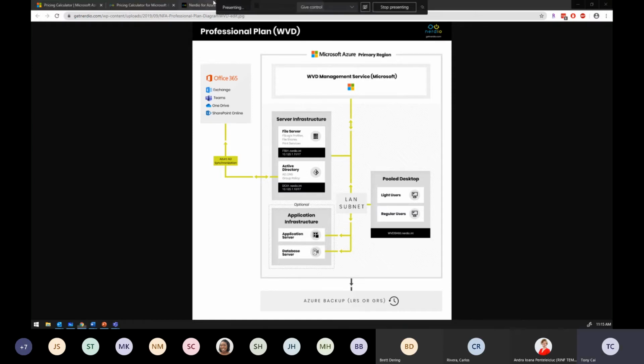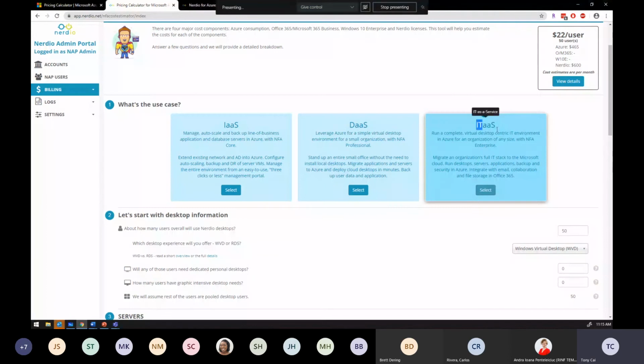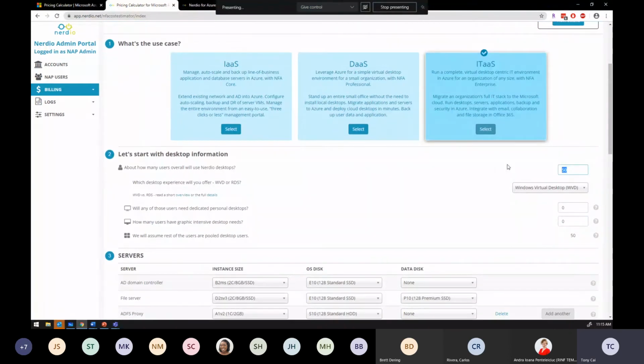Right, so we're going to go back to IT as a service, and let's say we have a customer of 50 users that want to move to the cloud, right? So how many overall desktops will be used? Let's say 50 people need virtual desktops. Which type of experience will you offer? So you can still choose RDS or the new WVD. We'll stick with the new Windows Virtual Desktop.